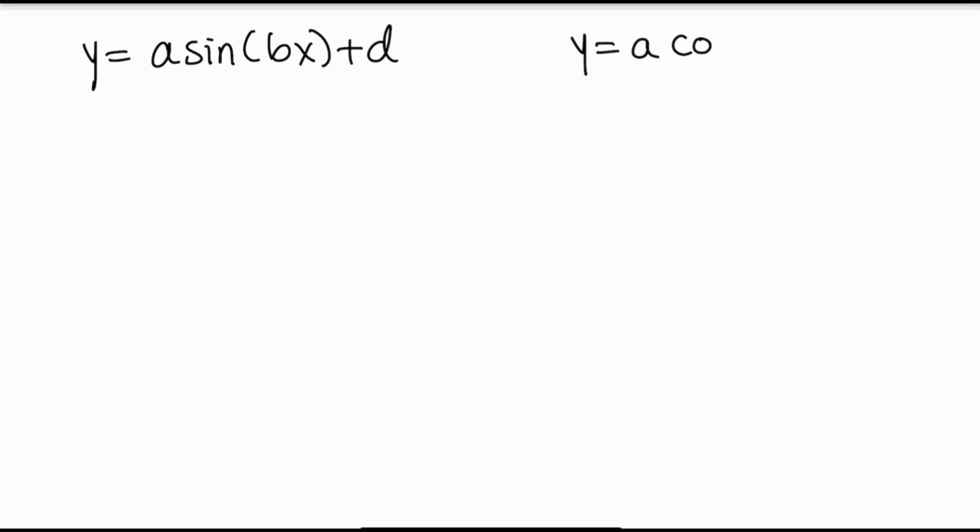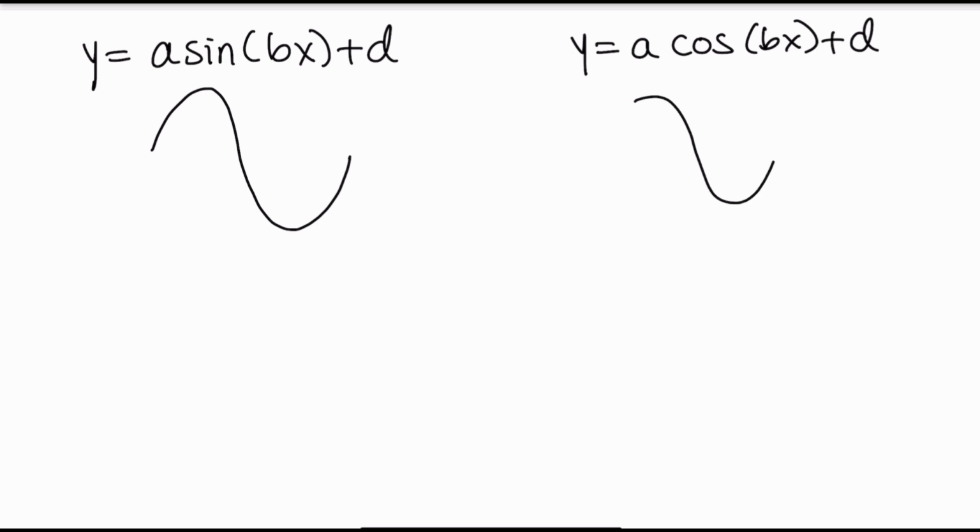In discussing the general shape of these graphs, y equals a sine of bx plus d, and y equals a cosine bx plus d, we're going to keep it a little bit simple here. Remember that the sine graph looks almost like an S, whereas the cosine graph looked almost like a U. So this is a difference between the shapes of these graphs.